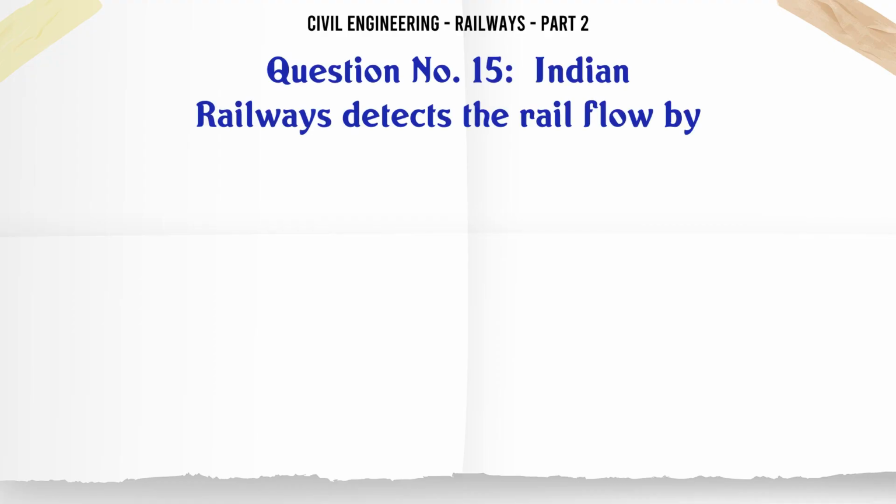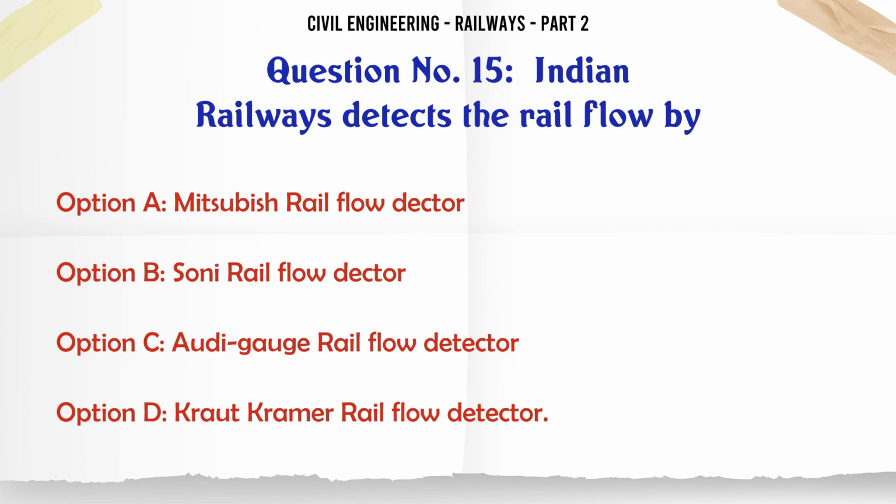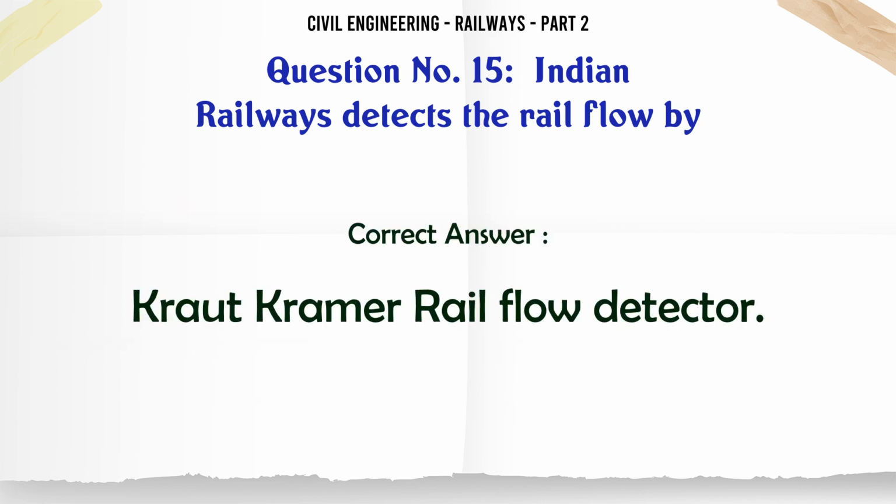Indian Railways detects the rail flaw by A. Mitsubishi rail flaw detector, B. Sony rail flaw detector, C. Audi gauge rail flaw detector, D. Kraut-Krumme rail flaw detector. The correct answer is Kraut-Krumme rail flaw detector.